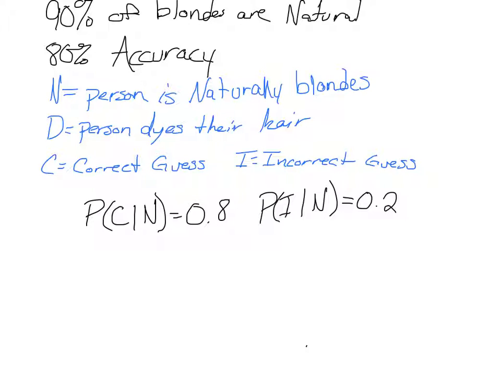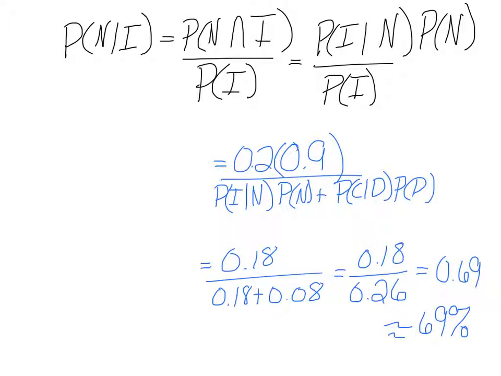So we have the probability that you're guessing correct, given that the person is naturally blonde, is 80% of the time, and then if you're incorrect, given they're naturally blonde, it's 20% of the time. Then next slide here. So we have the probability that the person is naturally blonde, given that you were incorrect, and again, like I said, this is set up the same, is the probability that they're natural and you're incorrect over the probability that you're incorrect.